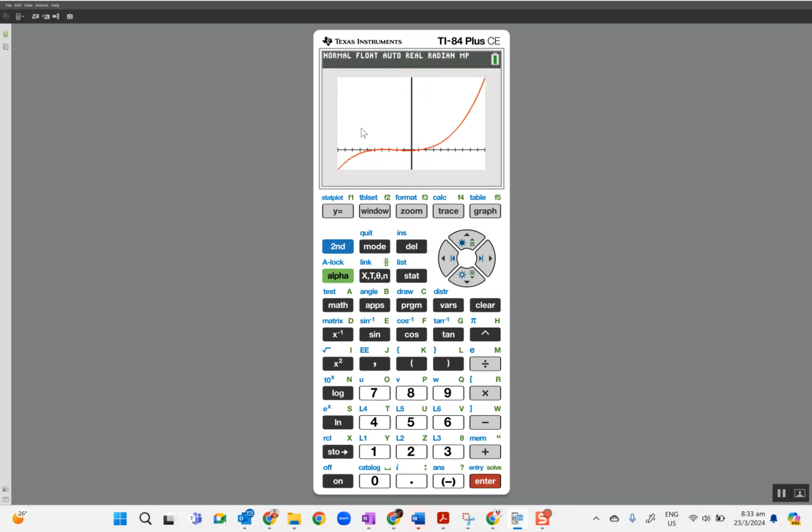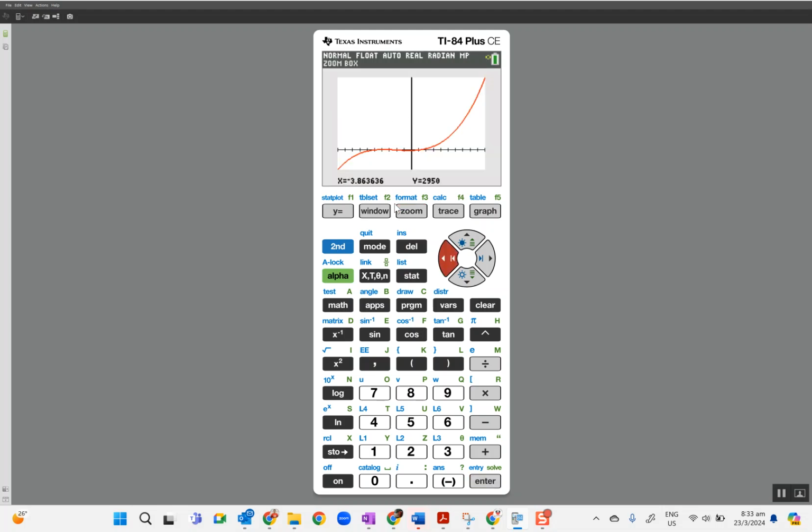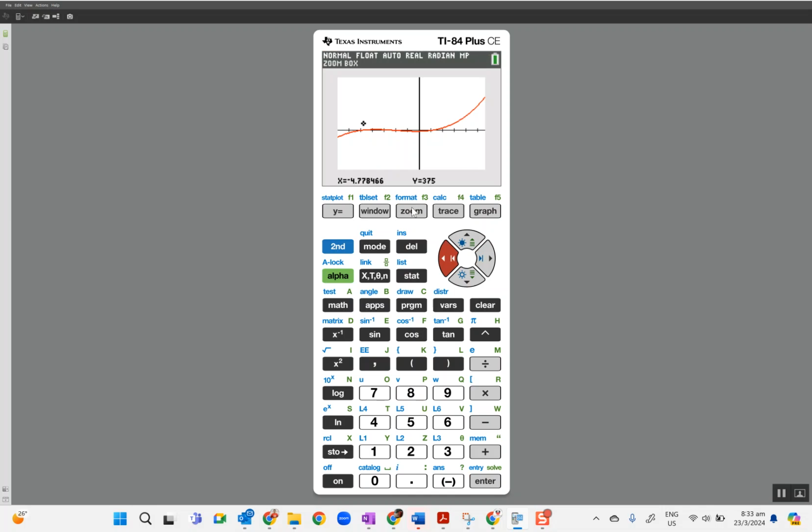You cannot see the roots very properly still. Maybe you can use zoom box. I will use zoom box to see what happens at the roots. You can actually see that on the left side of the root, it goes under the axis. Can you see? This is the first root, minus 5. On the left side is negative. So negative, positive, negative, positive.